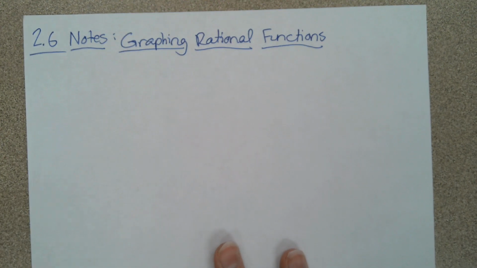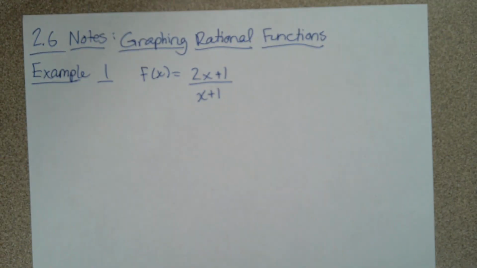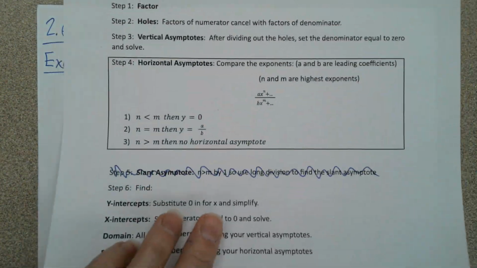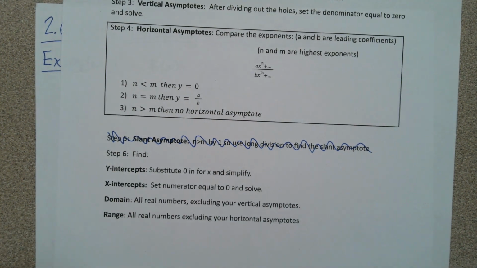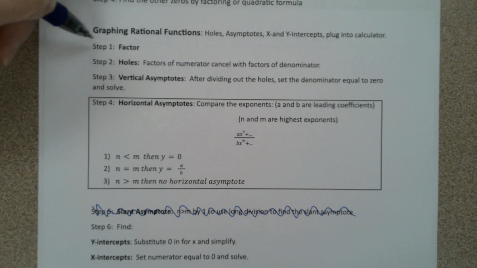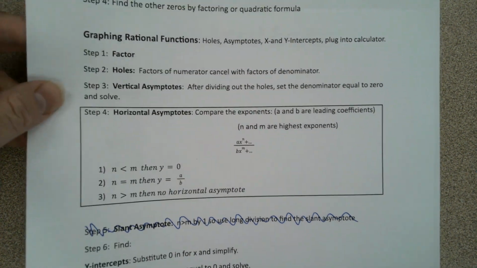So, example 1. Our function is f of x equals (2x plus 1) over (x plus 1). So this paper is basically the step-by-step how to solve these problems, how to graph them. So the first step is to factor.